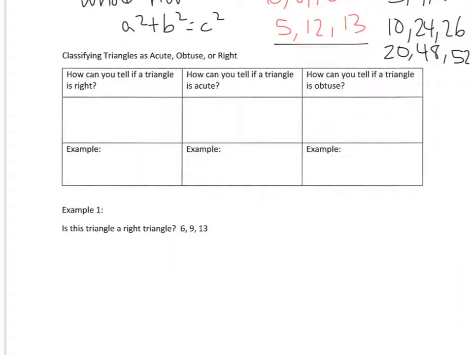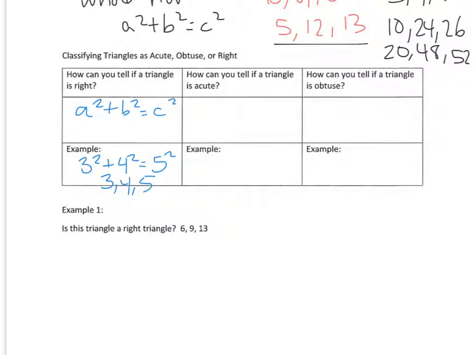So how can you tell if a triangle is right? We know it's right if a squared plus b squared equals c squared. So for example, 3 squared plus 4 squared is 5 squared. So therefore, the sides 3, 4, 5 make a right triangle.